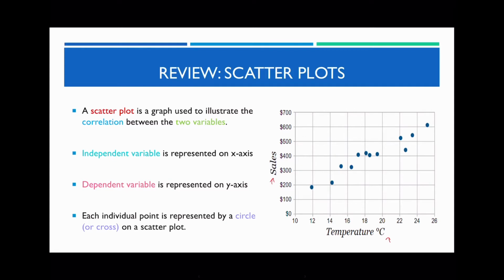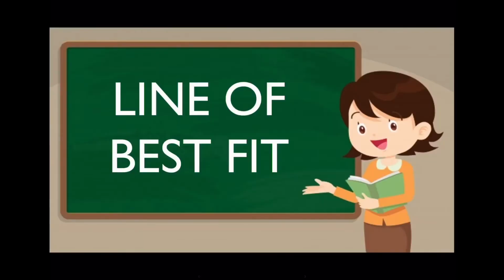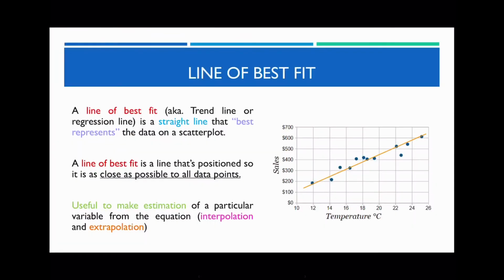Now, as I said previously, each individual plot is represented by a circle or a cross on a scatter plot. But in order to better illustrate the actual trend or the correlation within a scatter plot, what we often do is draw something referred to as the line of best fit. And this line of best fit helps us clearly see the relationship between these two variables. So now I'm going to be talking in a bit more detail about what the line of best fit is.